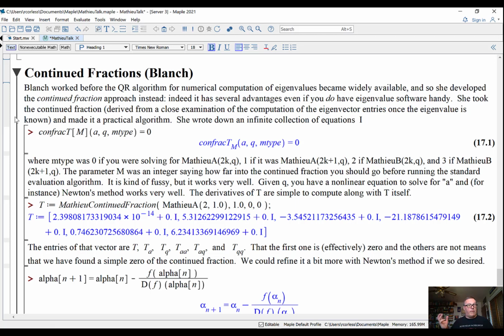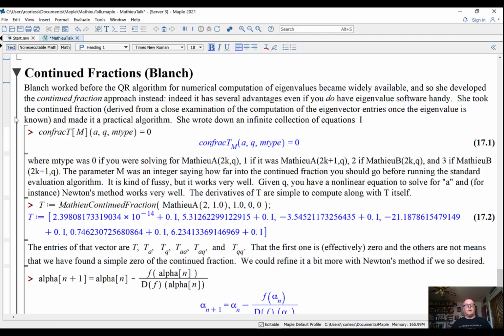And however Maple computes MathieuA, it gives me a number. I put that into my function, and I have Q being 1.0. And the answer back from the continued fraction says the first part is 0 to 10 to the minus 14. Okay, great. So we've found a 0 of this function. What is all the other stuff that's coming back? That's 6 entries in a vector.